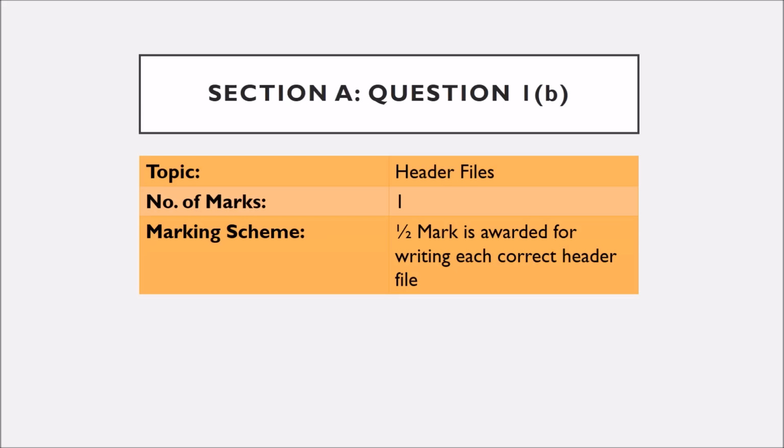Question number 1, part B, is of 1 mark. In this question, a program segment or code is given and students are expected to write the names of the header files required to successfully compile and execute the given code. Half mark is awarded for writing each correct header file.